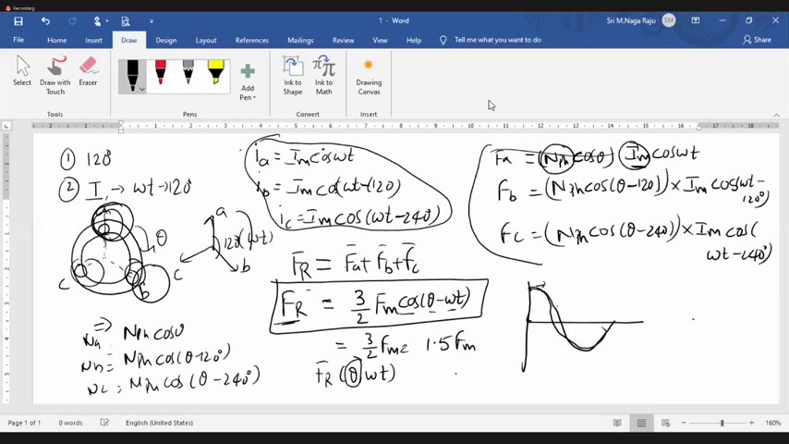See, this is the flux waveform at omega t equal to 0. So the resultant we got is 1.5 Fm into cos theta. Now at omega t equal to 45 degrees, what is the resultant? 1.5 Fm into cos theta minus 45. So will this flux waveform start after this waveform or before it? After. Yes, because theta minus 45 is lagging. So here it will start. So this is the flux waveform.